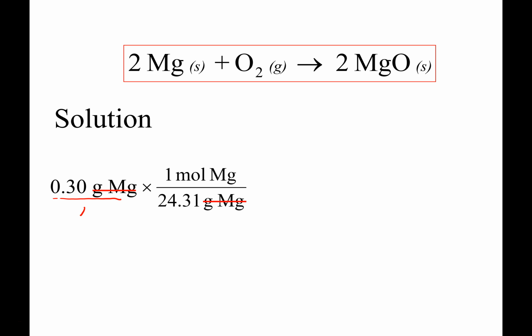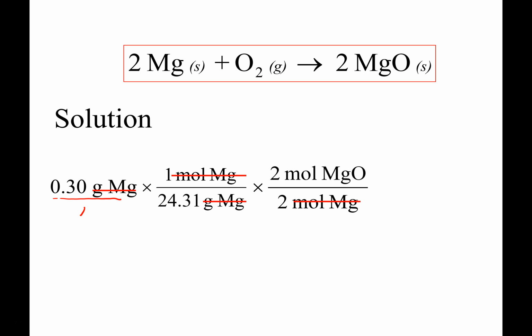Now we're to the heart of the stoichiometric calculation. We want to skip from moles of magnesium to moles of magnesium oxide. So what does that ratio look like? We want to go from moles of magnesium to moles of magnesium oxide. Magnesium's on the bottom, and we'll drag a 2 along with that. So 2 moles of magnesium at the bottom, 2 moles of magnesium oxide at the top. 2 moles of magnesium oxide over 2 moles of magnesium. Perfect.